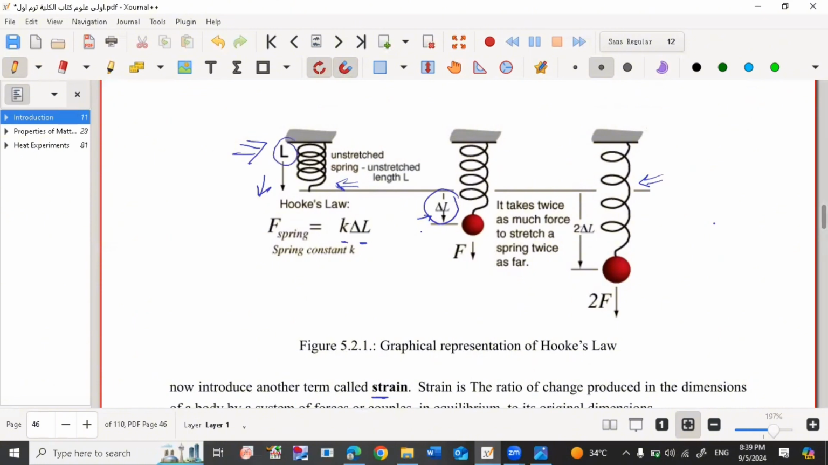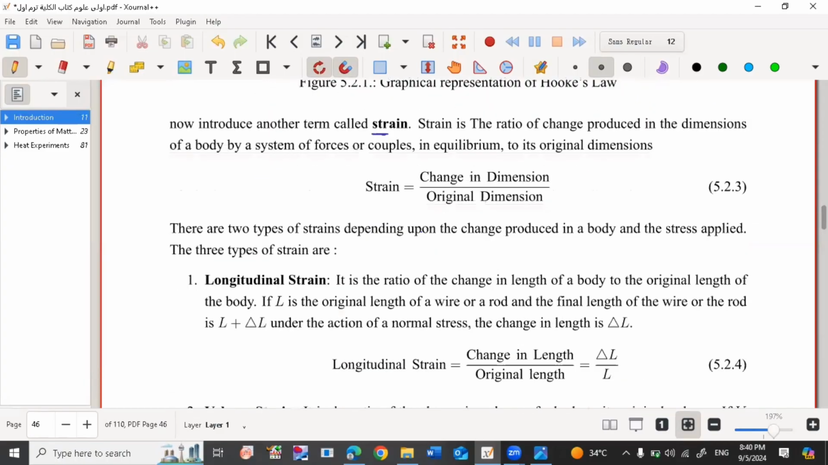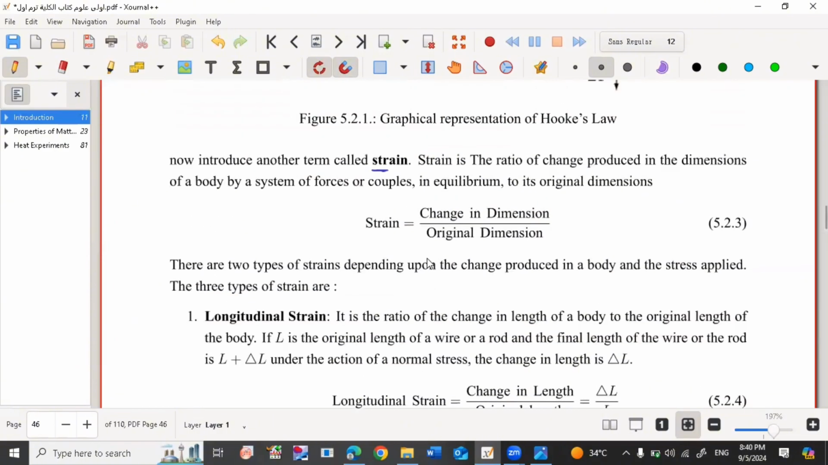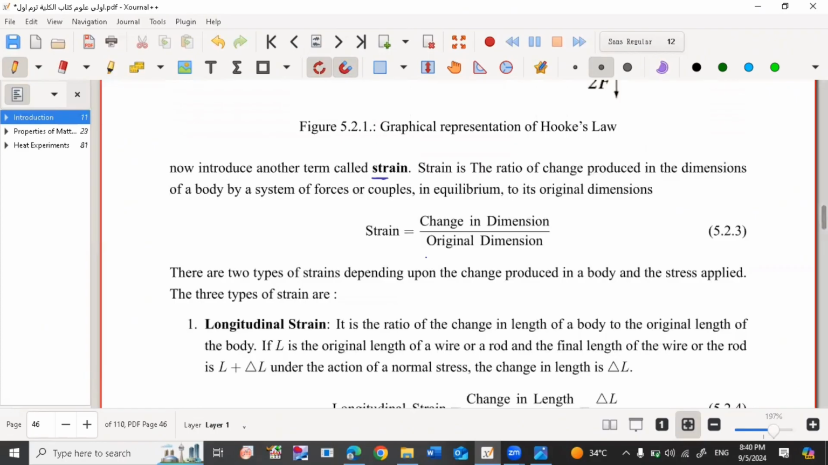And L is the original length of the spring in the equilibrium position. So the ratio between delta L over L means a strain. But this strain may be not only in one direction. Maybe there is some bulky material or some shear. So there are different ratios here. But the general formula says it's a change in the dimension over the original dimension.